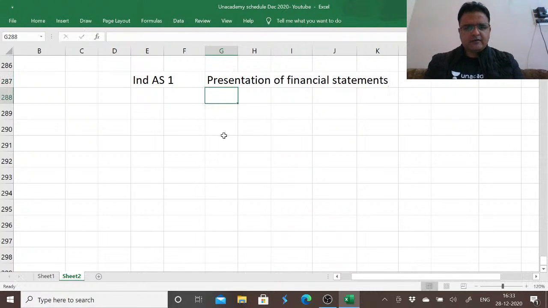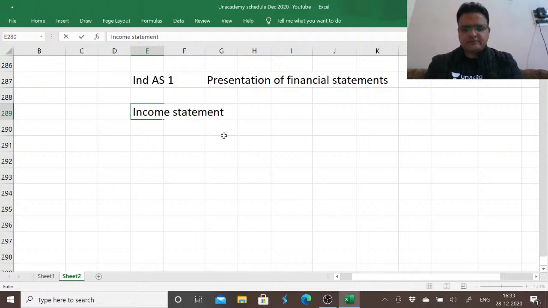in which we cover all the financials: balance sheet, income statement, statement of cash flows, statement of changes in equity, and notes to accounts. So among the components of the income statement, the income statement is divided into two parts: profit or loss account and other comprehensive income.